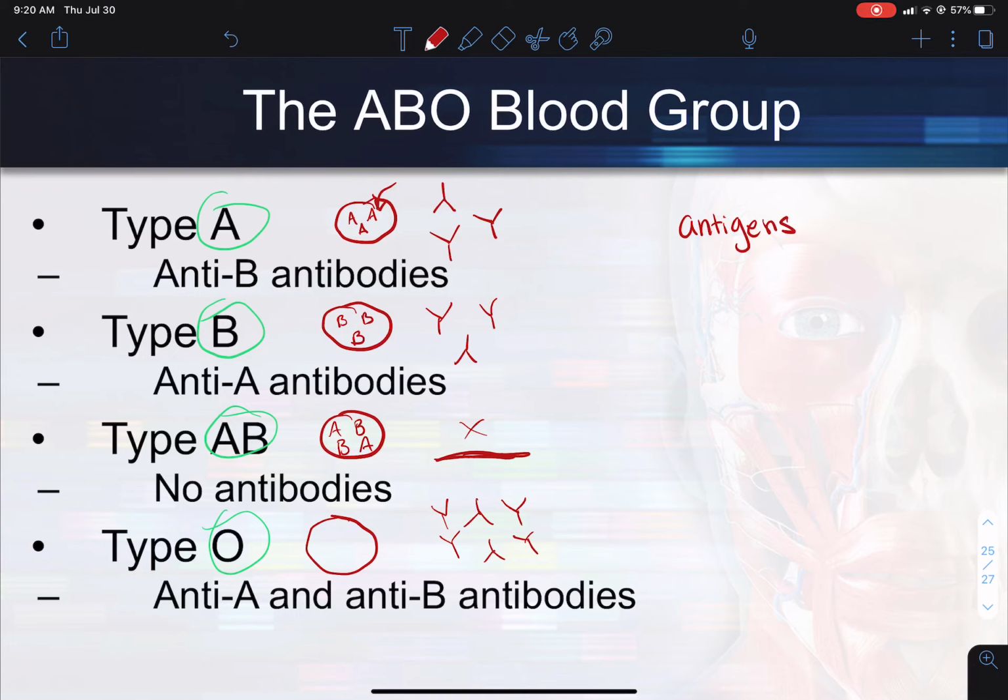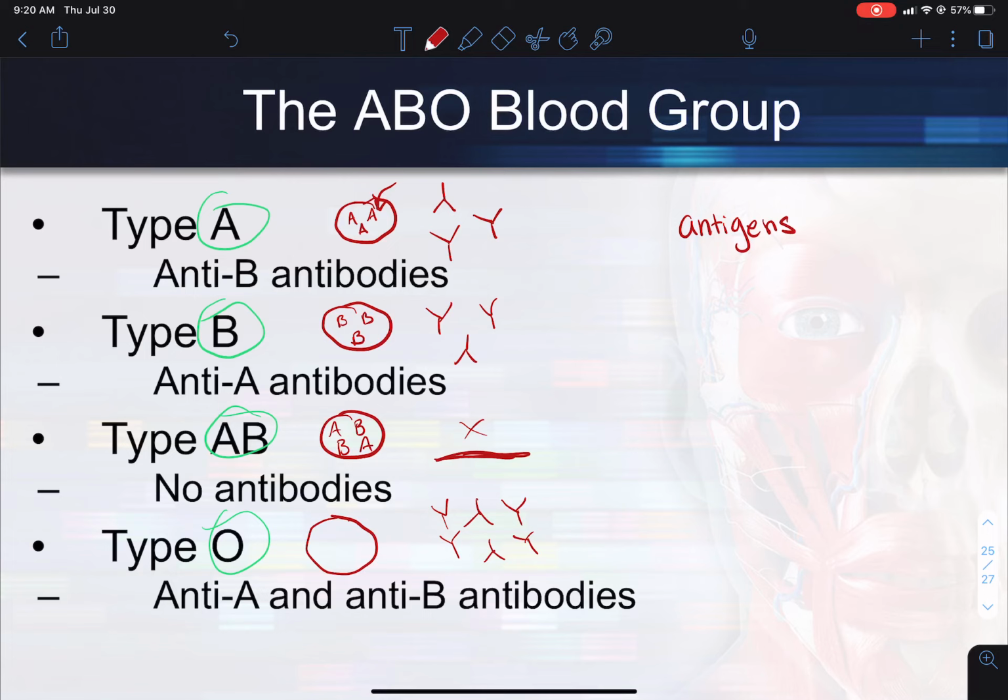Or B, the same thing. Hey, I have B on me. Don't attack me. Like, we're cool. We're supposed to be B. It's okay. Or AB. Like, you like both of us. We're cool. We're supposed to be here. No problem. Or type O has no antigens. So if there's an antigen anywhere near it, it's going to go, oh my gosh, we should attack you. We should get rid of you.